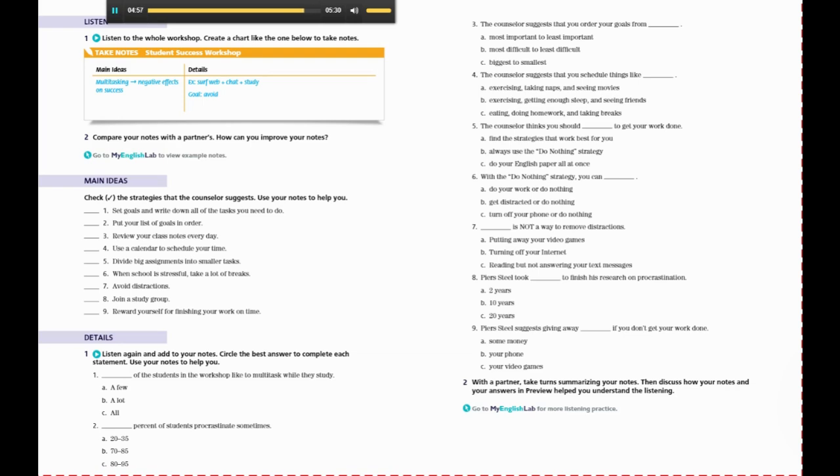A final suggestion comes from Piers Steele, who is a researcher and a procrastinator himself. In fact, he took 10 years to finish his study on procrastination. He suggests this. Give some money to another person and tell the person that if you don't finish your work on time, they can give the money away. They can give it to a stranger, or even worse, to someone you don't like. Now that should keep you working.